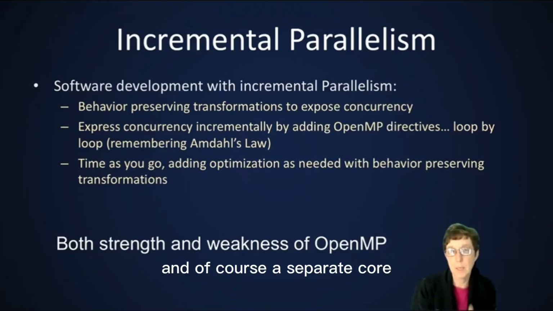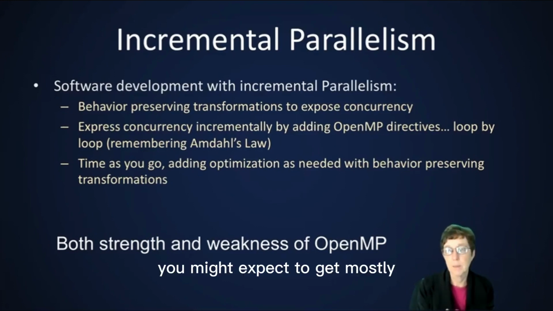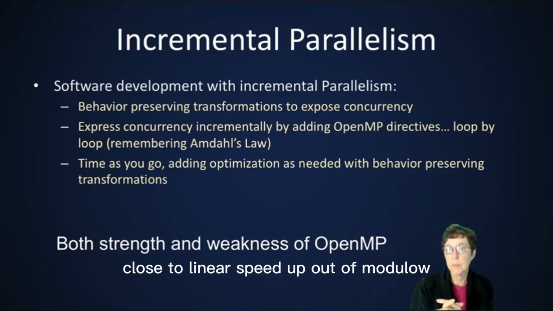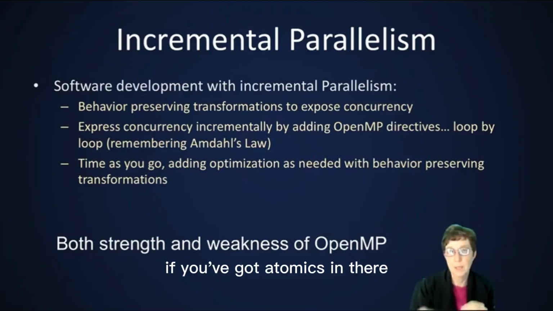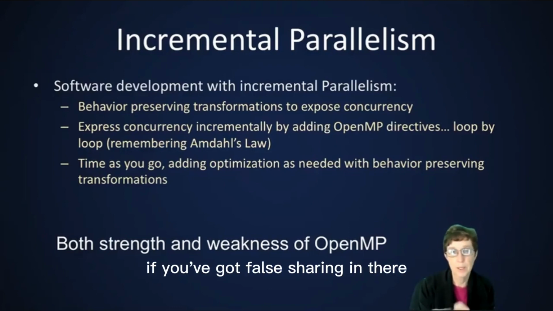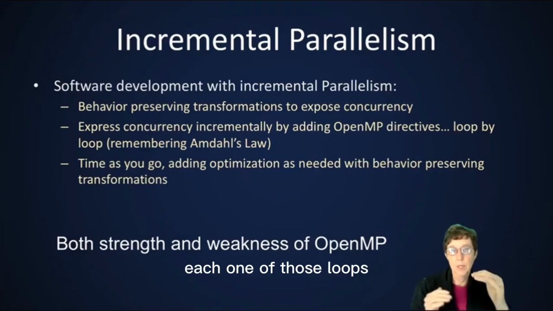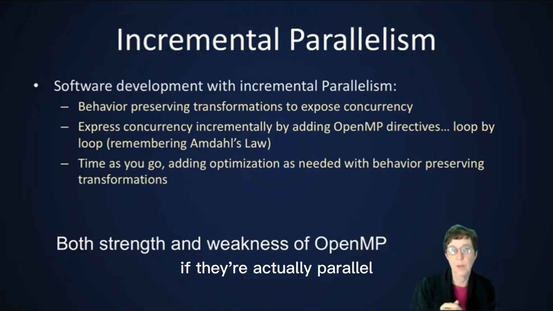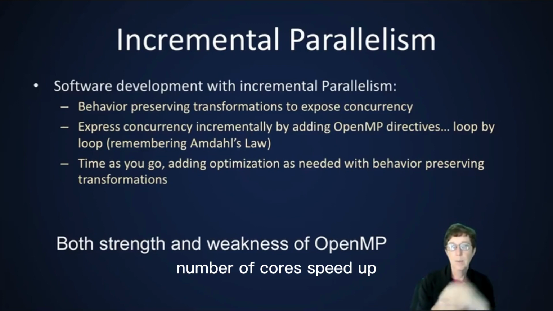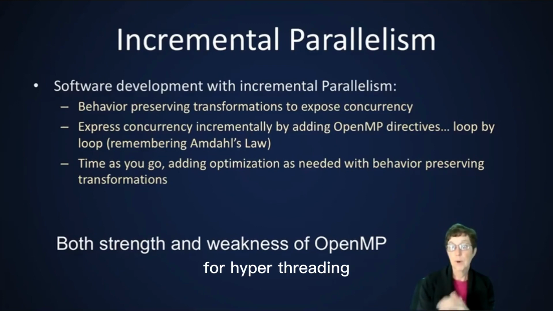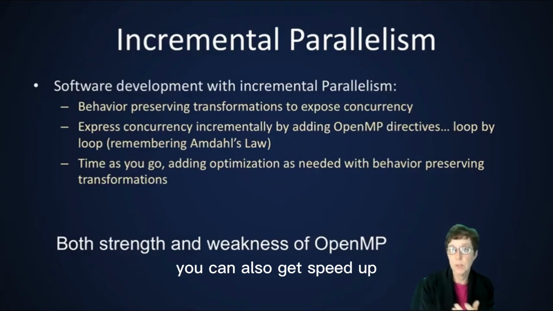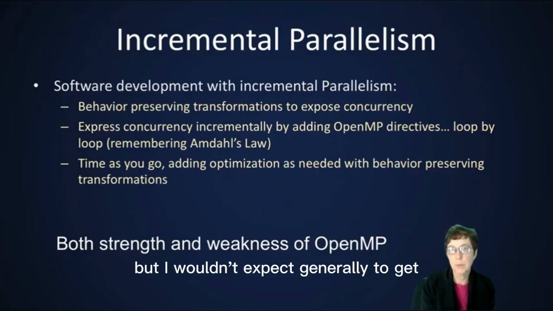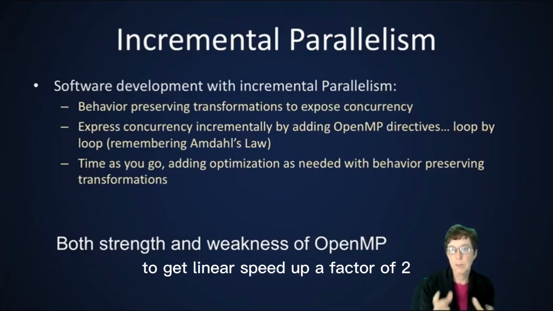And of course, with a separate core you might expect to get close to linear speedup, modulo whether you've got locks in there, atomics in there, or false sharing in there, something like that. Each one of those loops, if they're actually parallel, might give you close to the number-of-cores speedup. For hyperthreading, for multiple threads on a single core, you can also get speedup, but I wouldn't generally expect to get linear speedup, a factor of 2.